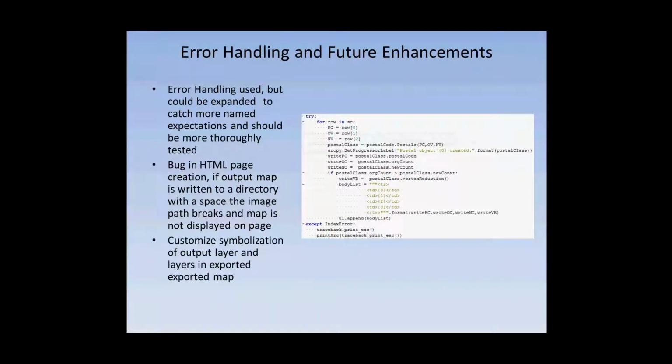I have some error handling in there, which could be expanded on, and I'd like to test that out more and add more named exceptions to try to catch more errors that could occur. I've also found a bug in my HTML page that if it is in a directory that has a space somewhere, that it will not refer to that image for some reason. So the link breaks and it's not displayed on the page. Another feature enhancement I'd like to do is customize the symbology of the output layers and the exported map to give the user a better idea of what they're looking at.